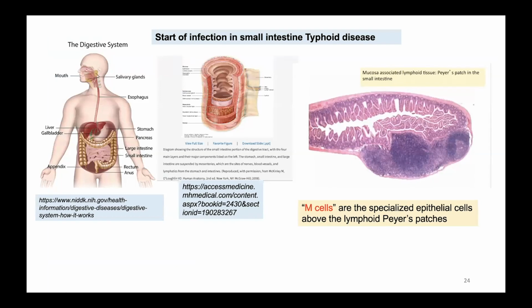So here is a diagram of the GI tract in the human adult, which if you go down into that tube and take sections and look at it under the microscope, you can see these finger-like villi, which allow a lot of the absorption to occur in the small intestine. And under the epithelium are these lymphoid Peyer's patches. The surface epithelium that lies above these patches are called M cells, and those are the cells with which the typhoid bacillus interacts before it starts invading.